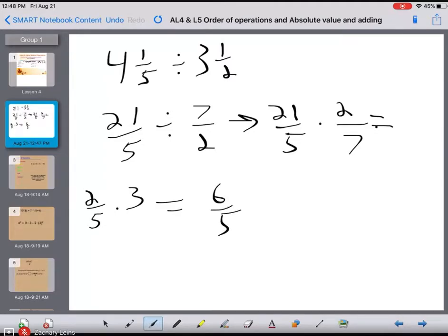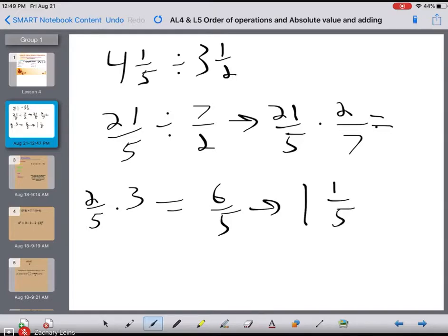Yeah, so again, it's easy to forget, but remember that copy dot flop or that copy dot flip flop technique with that question in the warm up. And if we wanted to rewrite it as a mixed number, we know that 5 goes into 6 one whole time, and then there's 1 left over, so 1 and 1/5.